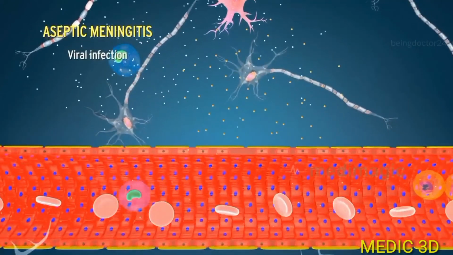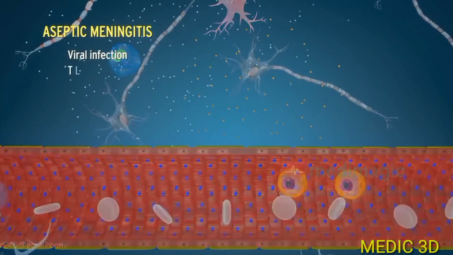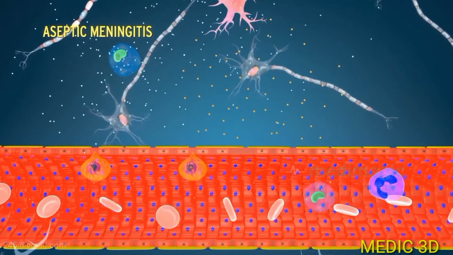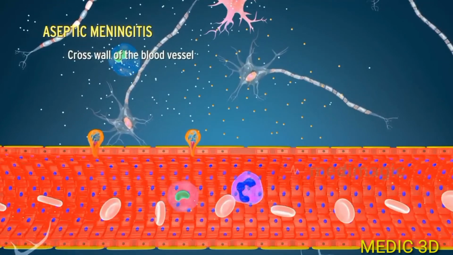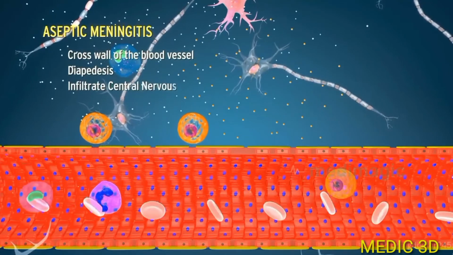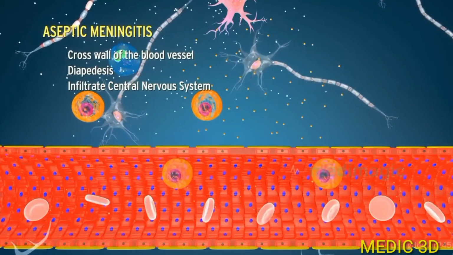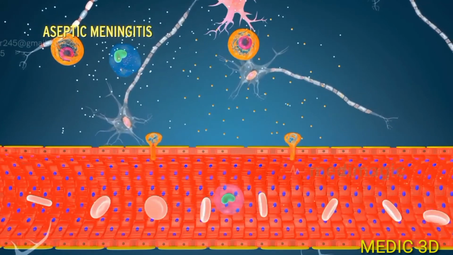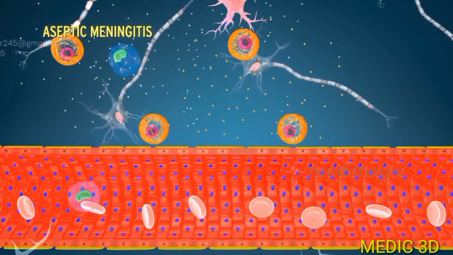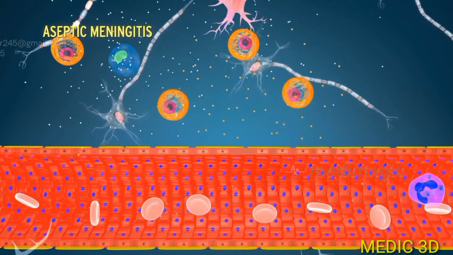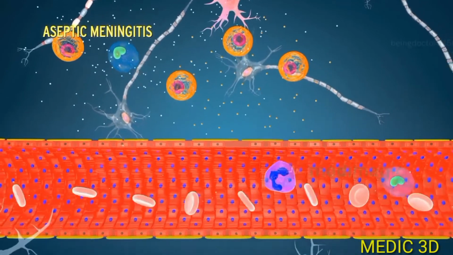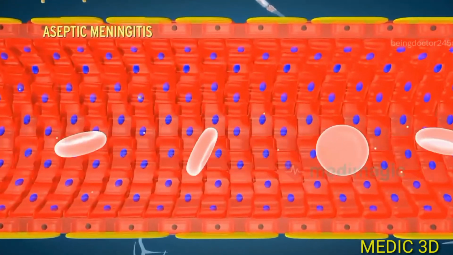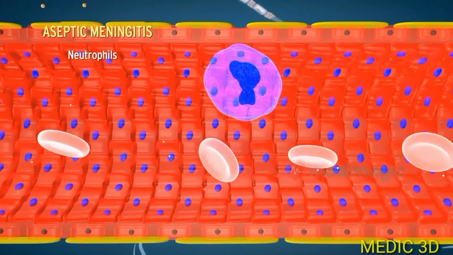During viral infections, T lymphocytes are recruited. They cross the wall of the blood vessel by diapedesis and infiltrate the central nervous system. This gradient of cytokines attracts the neutrophils in the blood to enter the CNS.